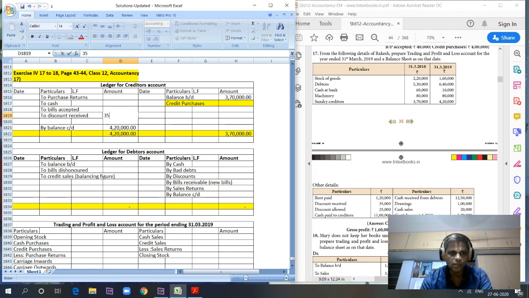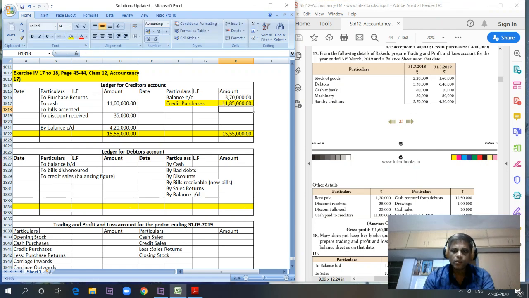Sundry creditors account debit to discount received account, because discount received is an income, right? 35,000. Then we have cash paid to creditors, 11 lakhs. That is all the information we have. So the total purchase, which will be the balancing figure, is equal to 15 lakhs 55,000 minus 3 lakhs 70,000. Total credit purchases is equal to 11 lakhs 85,000.